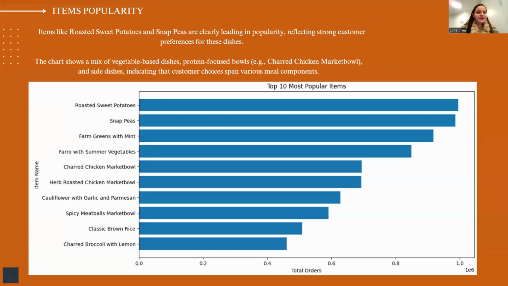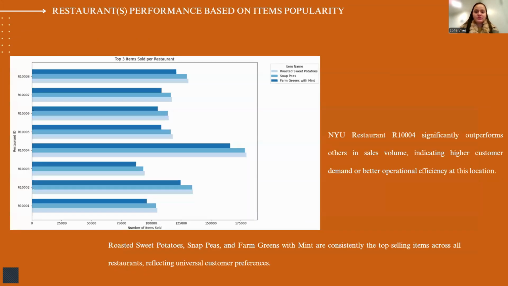Thank you, Harsh. So we can see that the first thing we notice is the item's popularity. Items like roasted sweet potatoes and snap peas are clearly leading in popularity, reflecting the strong customer preference for these dishes. The chart shows a mix of vegetable-based dishes, protein-focused bowls like the chicken market bowl, and side dishes, indicating that customers' choices span various meal components.